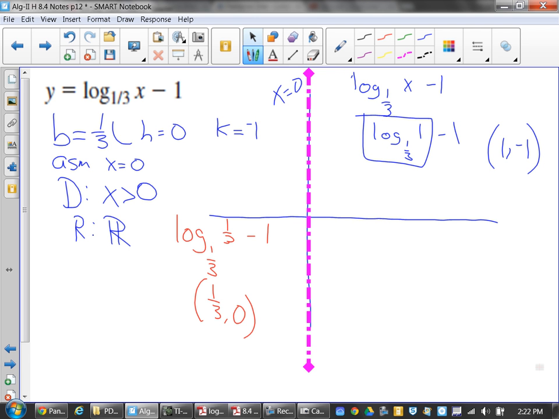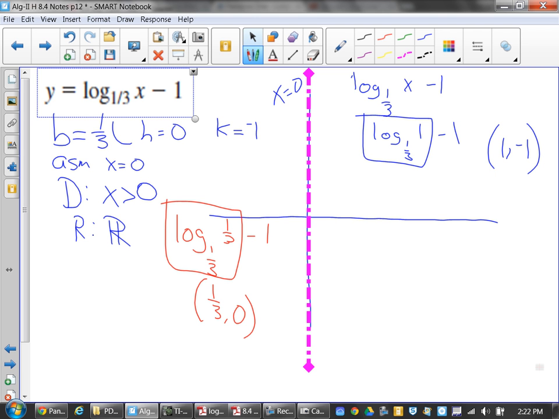Why are we subtracting 1? I'm subtracting 1 because there's a k value. I'm doing this part first, right? Because log base 1/3 of 1/3 is 1. 1 minus 1 is 0. Does that make sense? What I'm doing here is simplifying, doing my order of operations. The logarithm is an exponent, so I'm doing this part first before I subtract the 1.